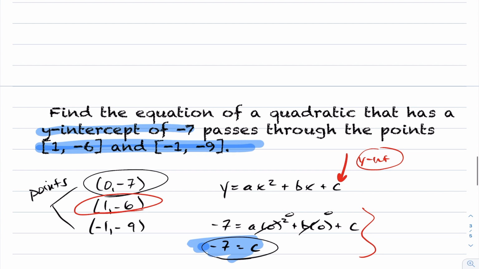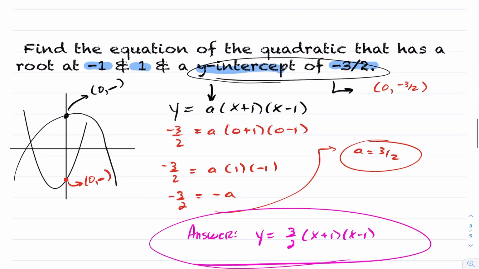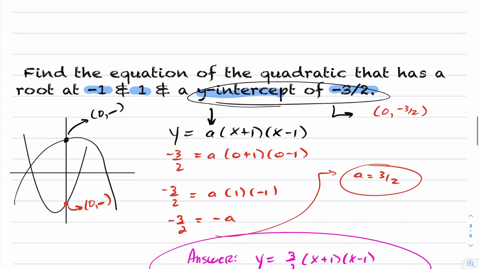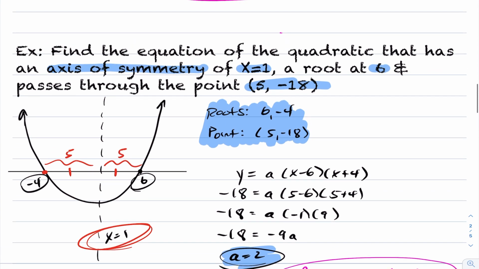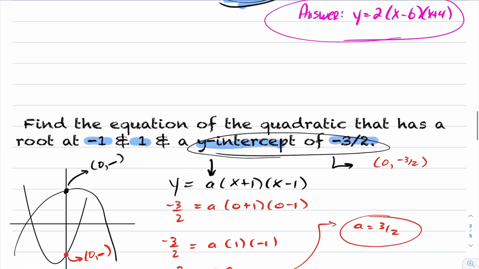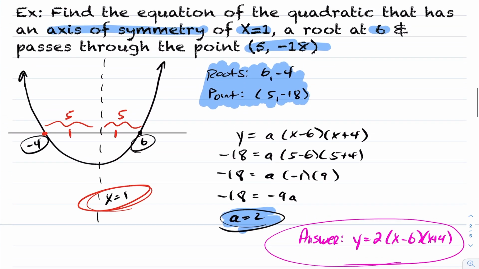I went through several examples here. Take note of them, study them. Even maybe watch the video again, try them out yourself, see if you can do them from scratch. But at any rate here, this covers finding equations of quadratics, given a vertex and a point, given roots and a point, given 2 points and a y-intercept, and even given your axis of symmetry and a root and an additional point.